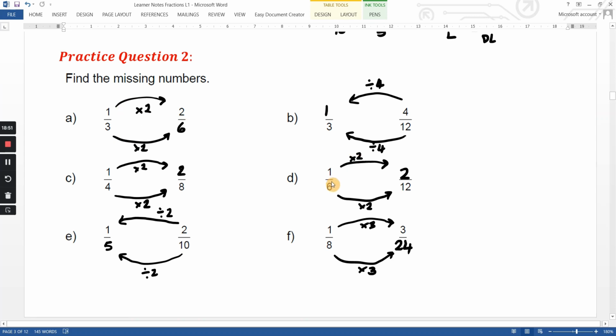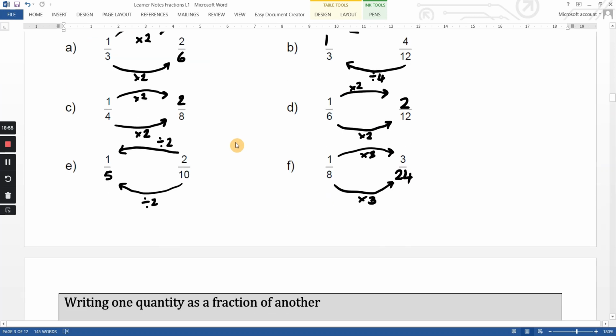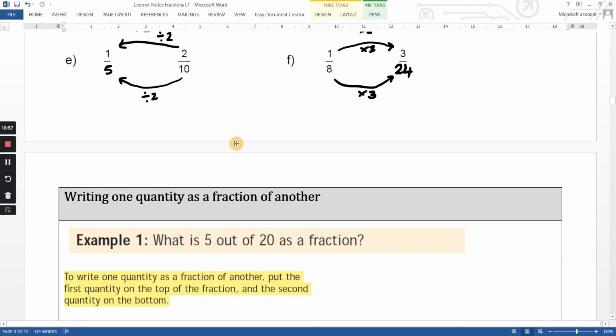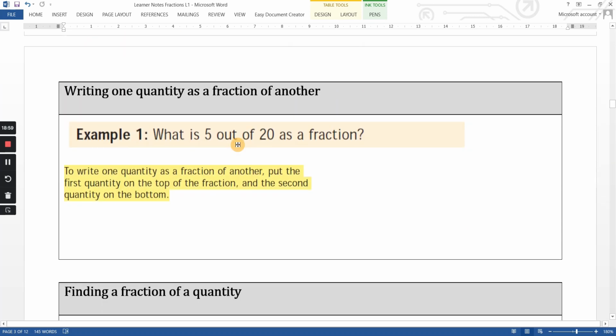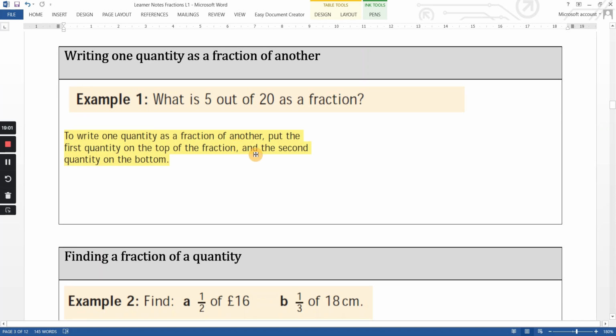So it's good practice. Hopefully you guys got the same. Let's move on to the next section, writing one quantity as a fraction of another. So these are a little bit unusual, just be careful how it's been worded.